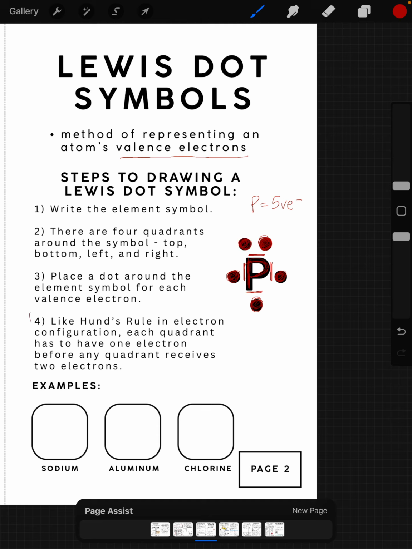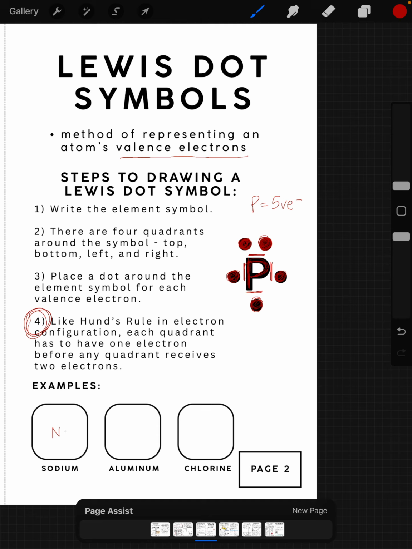Okay. Please note number 4 right here, just like Hund's rule. Remember, it's the empty bus seat rule. Don't give someone a roommate unless they have to have a roommate. So the only reason why we doubled up these electrons up at the top of P was because there was no other place for that electron to go. Okay, so it's pretty simple. So let's do a couple examples.